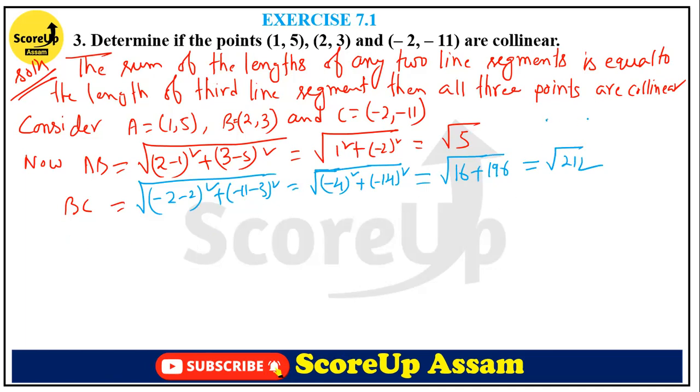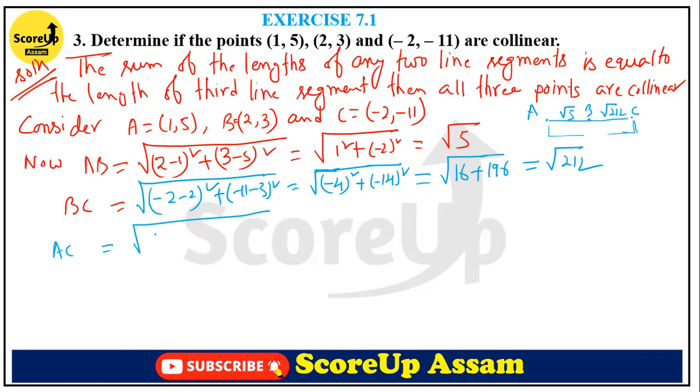Now AB, BC, CA. These are the 3 points, I said A, B, C. Length of AB is root over 5. Length of BC is root over 212. Now what is the length of AC?